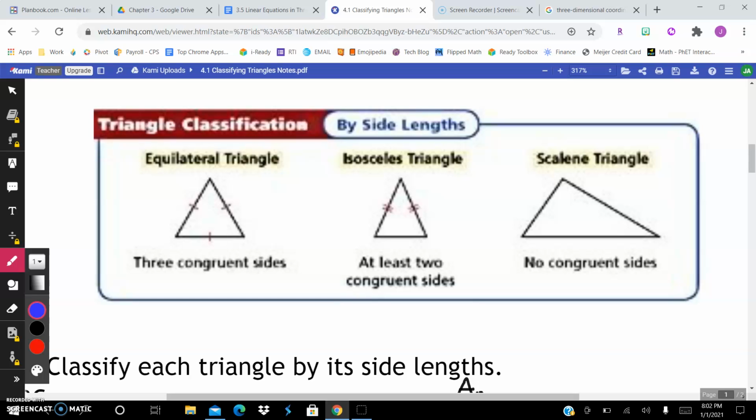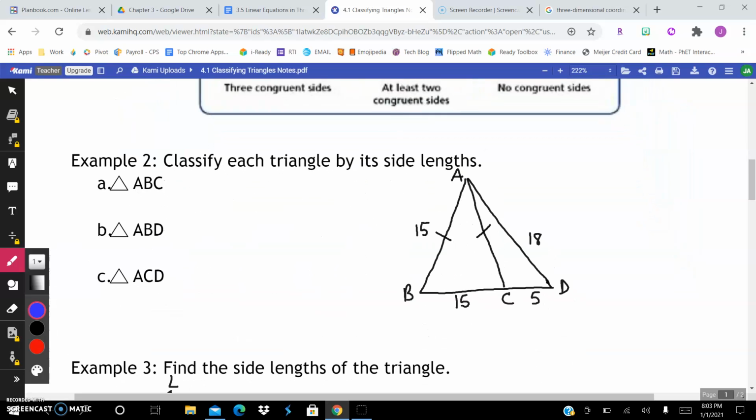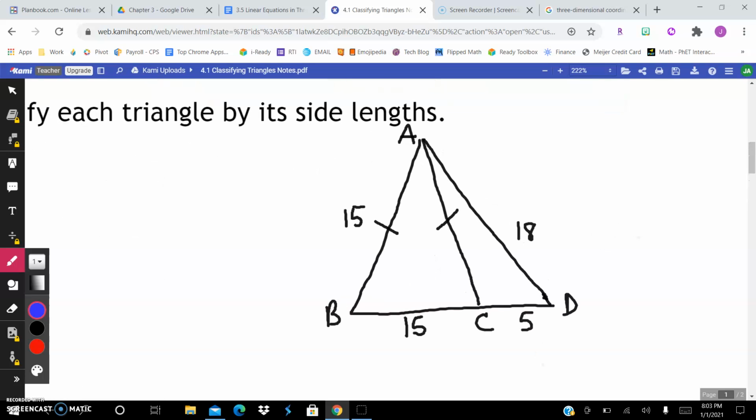An isosceles triangle has at least two congruent sides, and that will be indicated also by tick marks on 2 of the 3 sides. And then a scalene triangle has no congruent sides, so none of the sides are the same length. So for this example, we have to classify each triangle by its side lengths. So the first one, we're going to look at A, B, C, which is the smaller one here on the left.